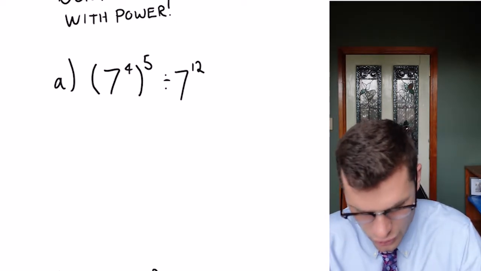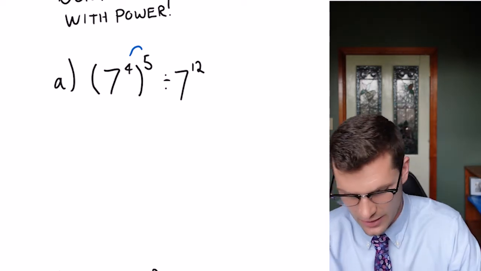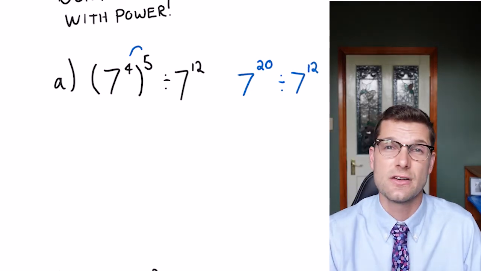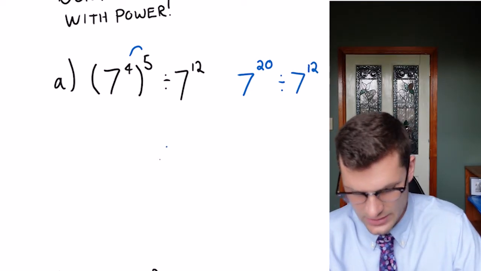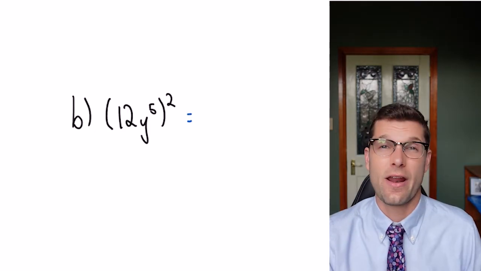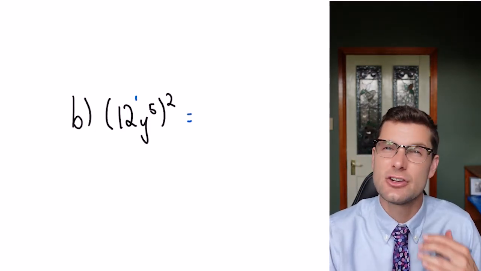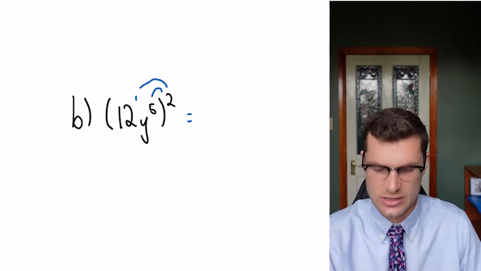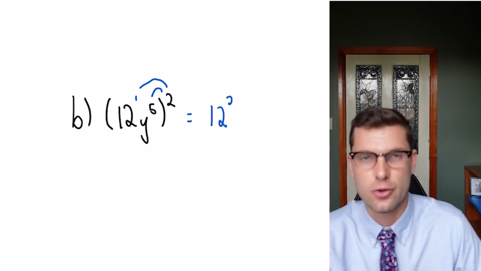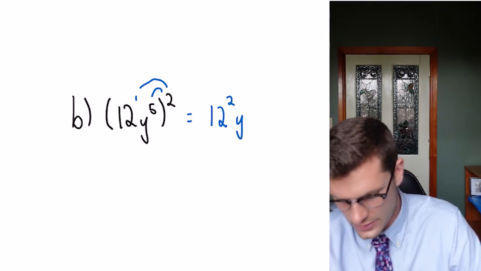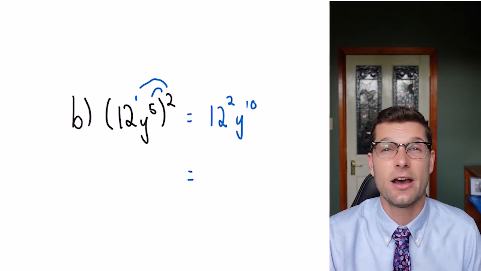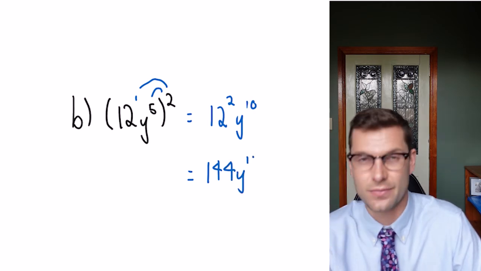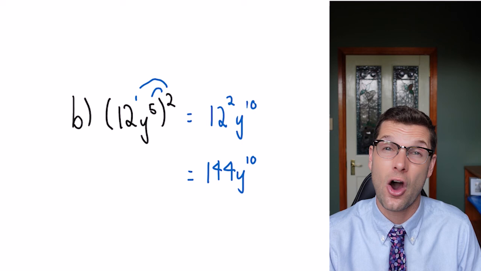So when we've got examples when there are 2 different steps, do the indices first and then solve. So for this one, I've got to multiply these little numbers together, which becomes 7 to the power of 20 divided by 7 to the 12. Divided by means minus, so my final answer is 7 to the power of 8. So when I've got an example like this, with that coefficient, imagine that there's a 1 there, and then I multiply the 2 by both little numbers. So this becomes 12 to the power of 2 multiplied by y to the power of 10. In your calculator, 12 squared is 144, y to the 10. Just making sure we're not just timesing 12 by 2.